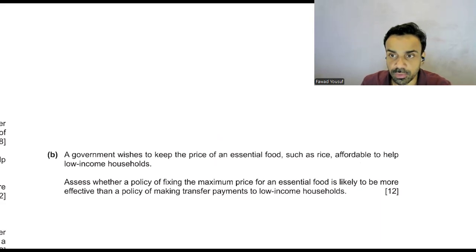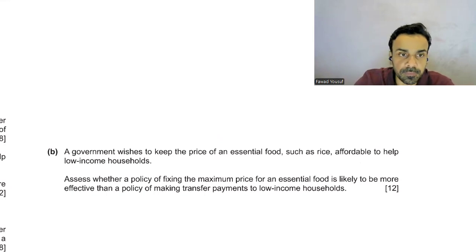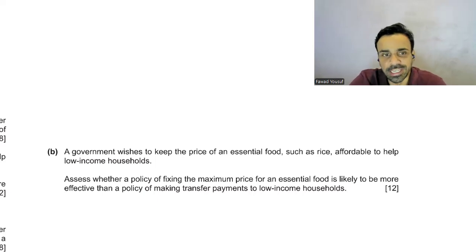This question is about a government that wishes to keep the price of essential food, such as rice, affordable, or to help the low income people. So पूरा context दिया हुआ है इन्होंने. So we want to stay within the context, not go too far out of it. And at the same time, they're saying कि assess whether the policy of fixing the maximum price for essential food is likely to be more effective than a policy of making transfer payments.